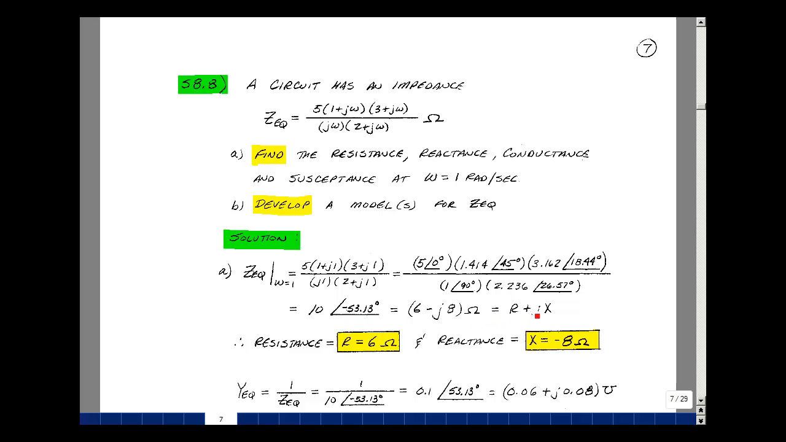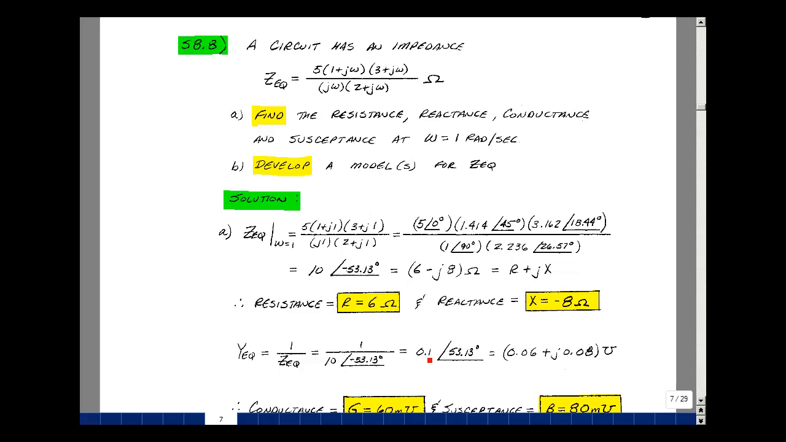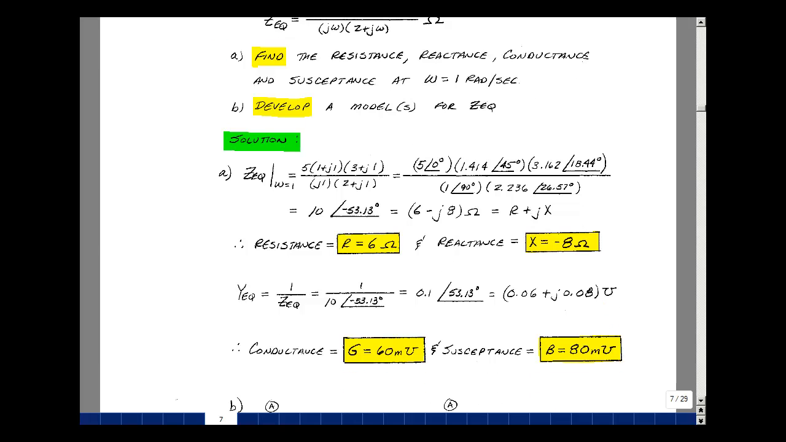Now that has a real part and an imaginary part. We call the real part the resistance, and the imaginary part the reactance. Now if we take the reciprocal of this, we'd have the admittance, and that would be 1/10, and then the angle would be plus 53.13. So again, multiplying this times the cosine of the angle, we get 0.06, and then multiplying 0.1 times the sine of the angle, we get 0.08. Again, the units here would be 1 over ohms or mhos. So our conductance would be 0.06 or 60 millimhos, and the susceptance would be 80 millimhos. Not the j, but just simply the thing that multiplies j.